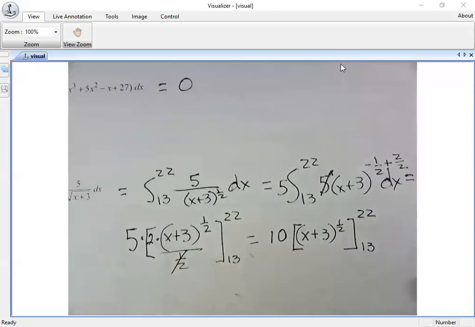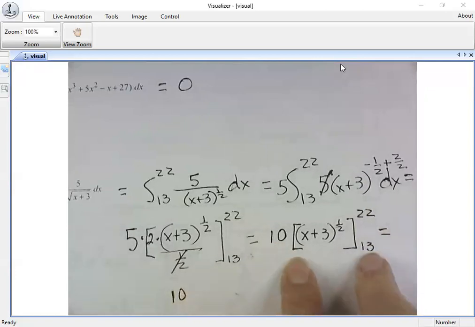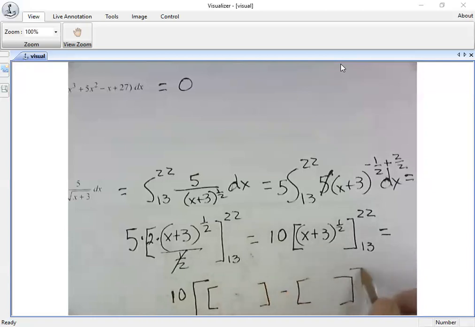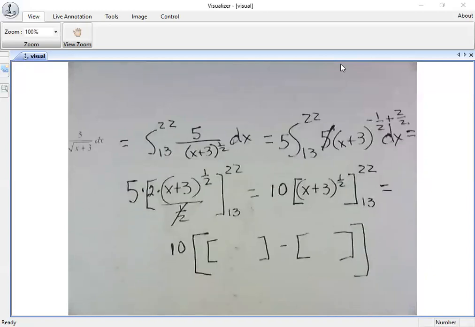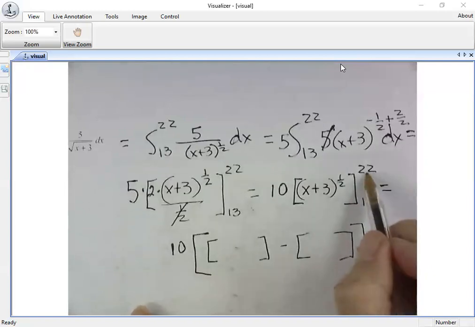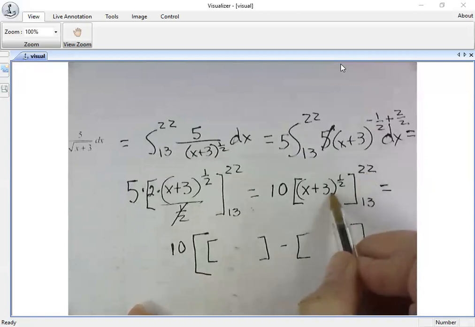So let's see if you guys can tell me what we're going to have. I need the 10, and that 10 gets multiplied by everything I do when I use the fundamental theorem of calculus here, right? So I'm going to put a bigger bracket with the upper minus the lower inside, so I don't forget everything when I finish gets multiplied by 10. Does that make sense?